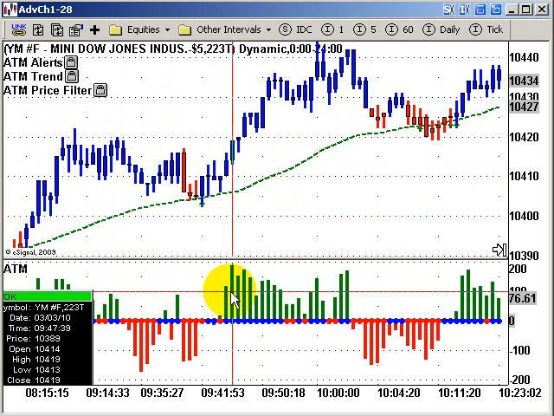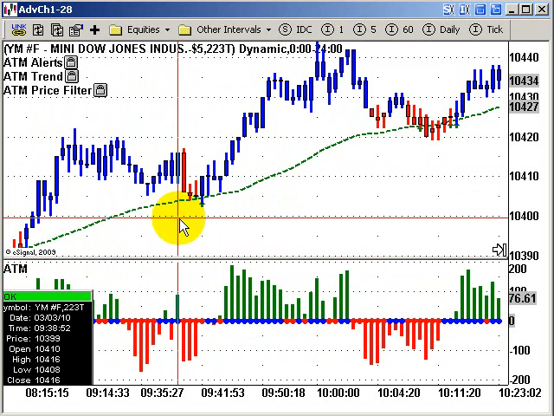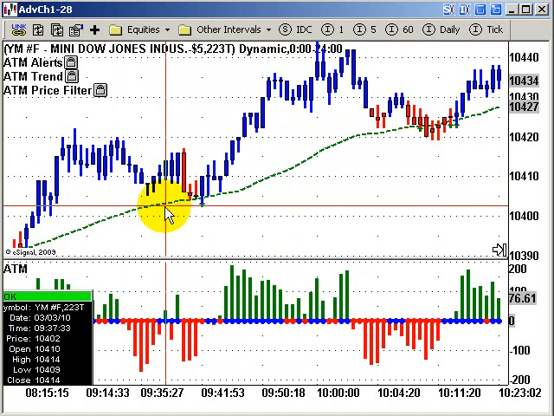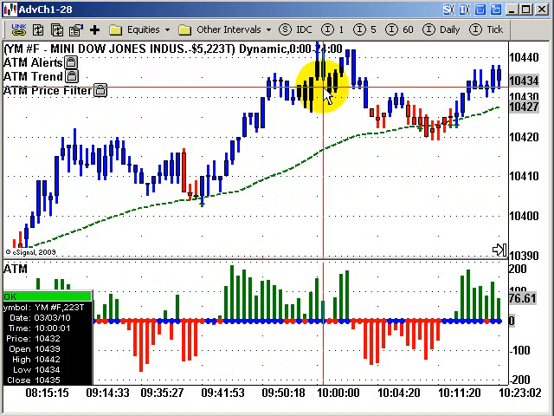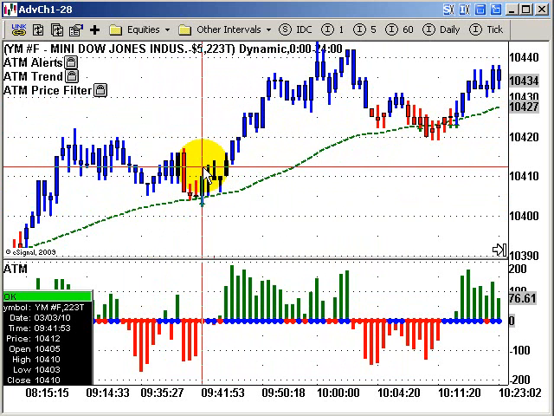Momentum is positive momentum is the green bars here. The negative momentum or the downward momentum is the red bars. The green dotted line here is our trend line, our ATM trend line. The blue bars here are candles, and the red are the ATM price filter bars.